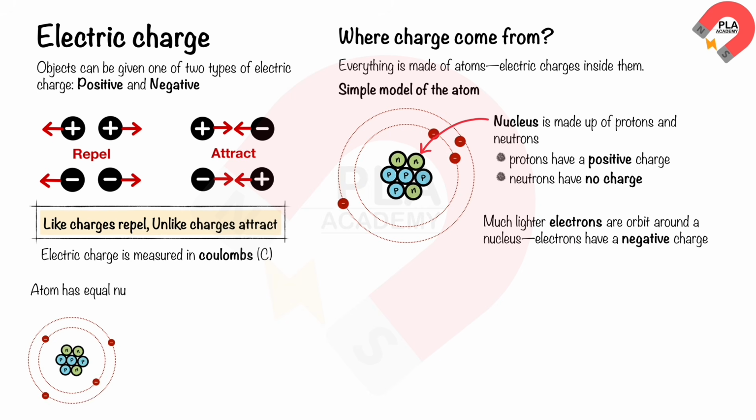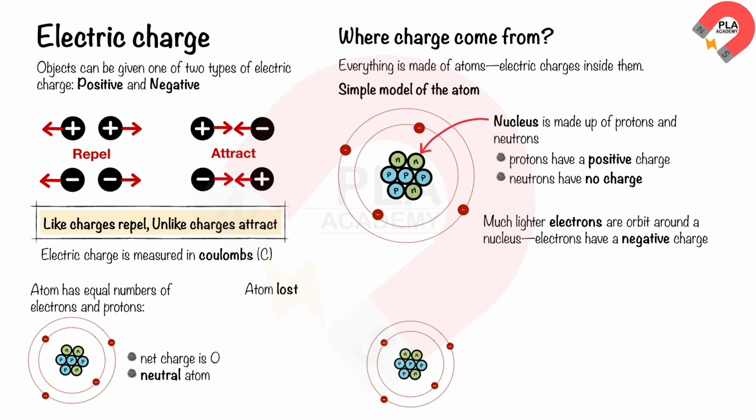Electrons have a negative charge. Atoms have equal numbers of electrons and protons, so the net charge is zero. This is called a neutral atom.